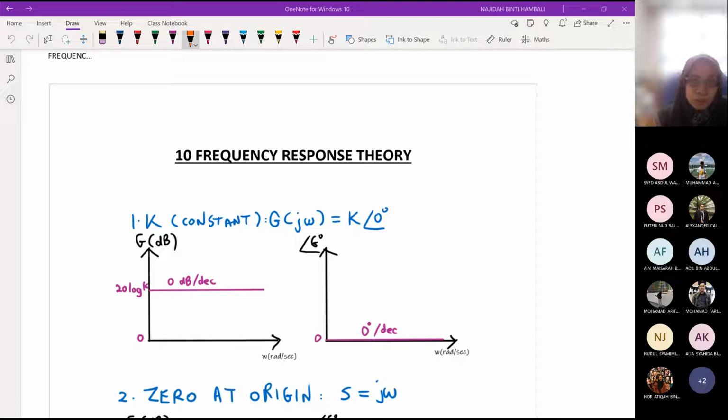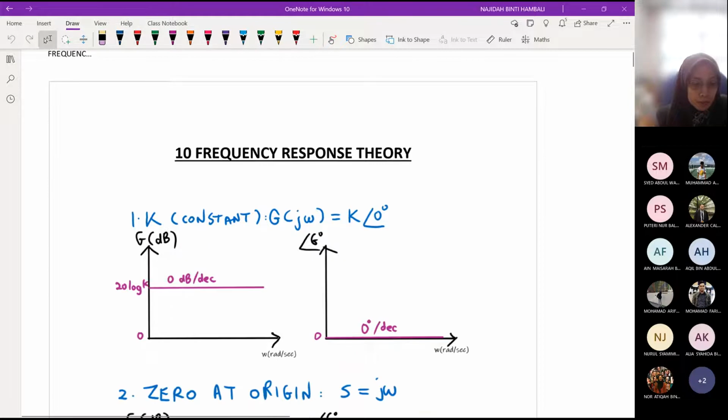Before that, I would like to remind you on the test 1 of root locus design topic for this coming Friday, 9:30 a.m. The question will be distributed using Teams, and you need to submit back in Teams. Okay.